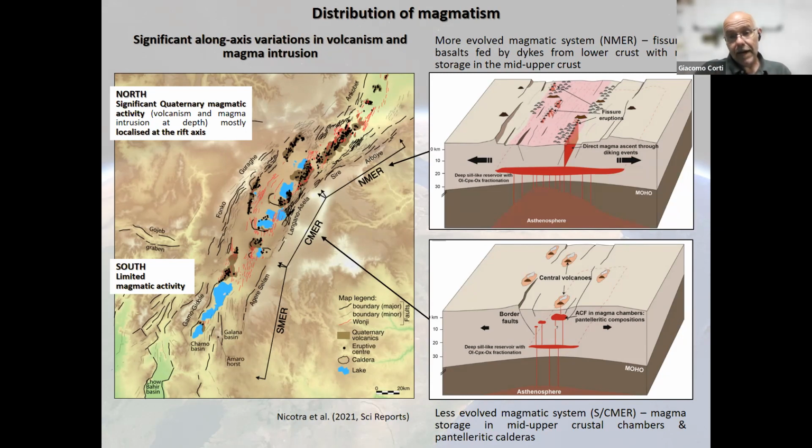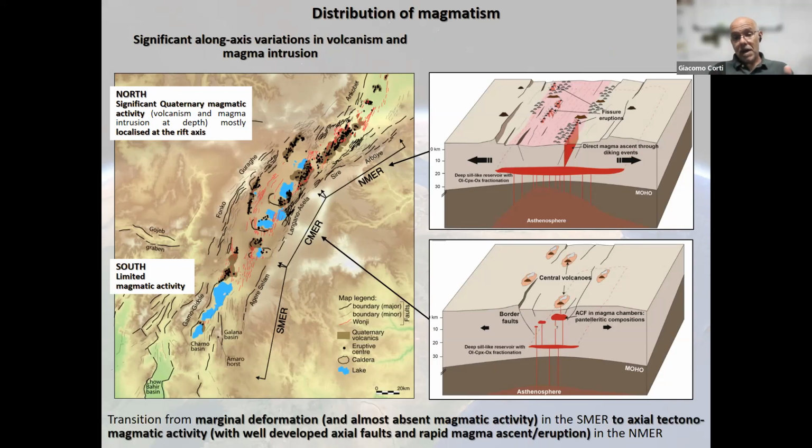Whereas in the northern part, we have more evolved magmatic systems with almost no storage of magma in the mid to upper crust. We have instead fissural basalts fed by dikes directly from the lower crust. So we have a more evolved magma system with easier transfer of magma from lower crustal depths up to the surface.